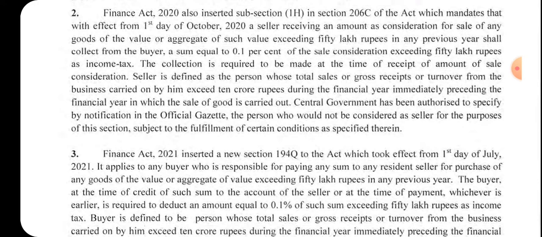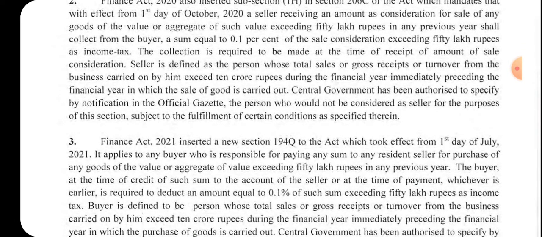Seller is defined as the person whose total sales or gross receipt or turnover from the business carried on by him exceeds 10 crore rupees during the financial year immediately preceding the financial year in which the sale of goods is carried out. The Central Government has been authorized to specify by notification in the official gazette the person who would not be considered as seller for the purpose of this section, subject to fulfillment of certain conditions as specified therein.